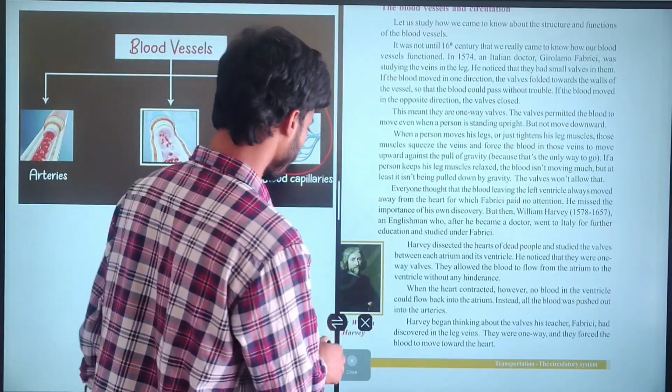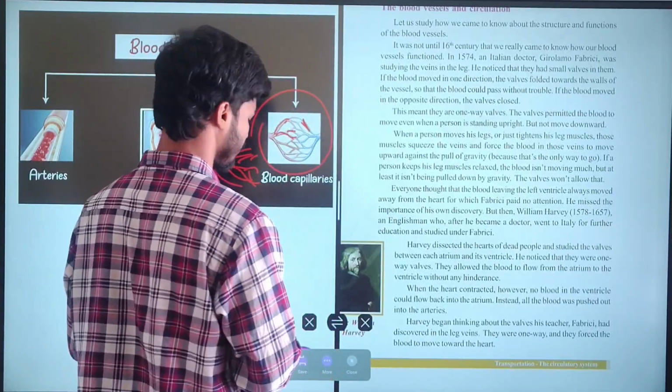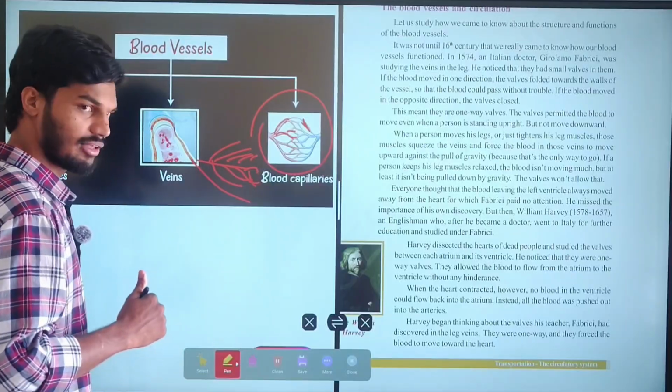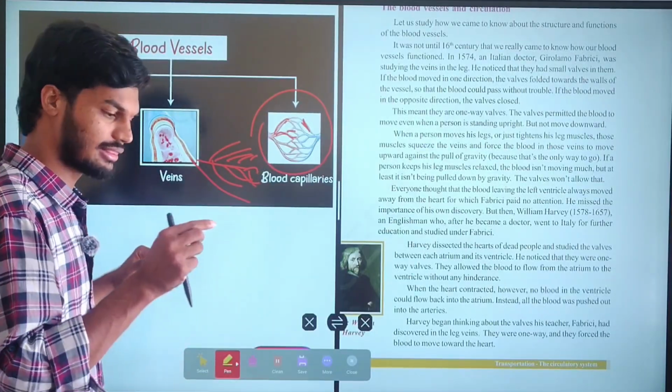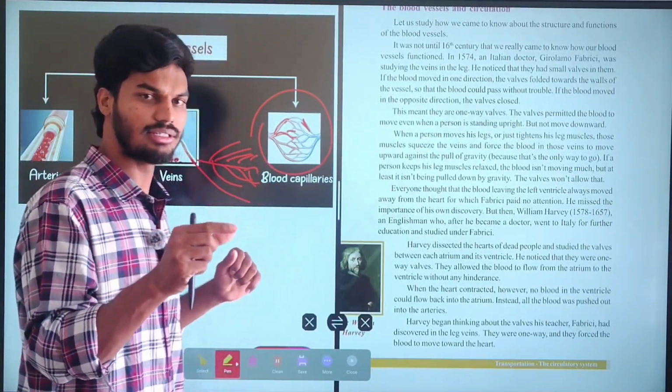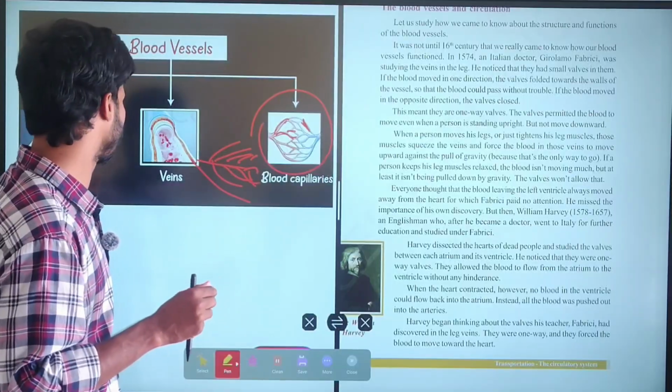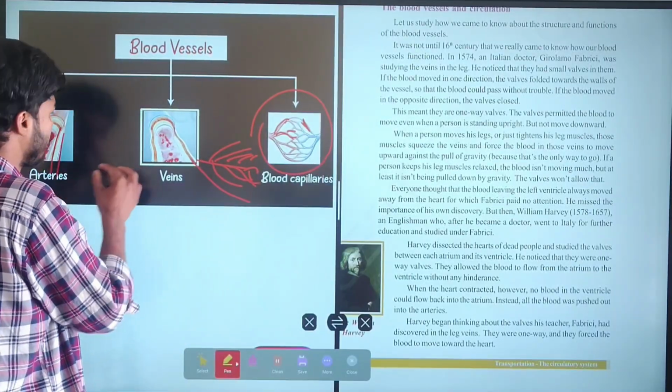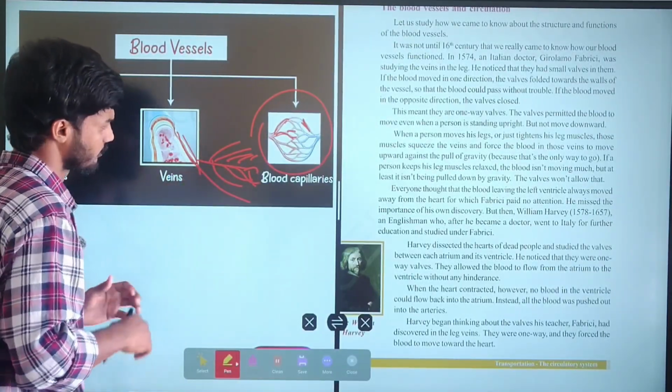Clear? Coming to the blood vessels, arteries have thick vessels and veins have thinner blood vessels. These are thinner in nature. These are thicker. These are thinner in nature.